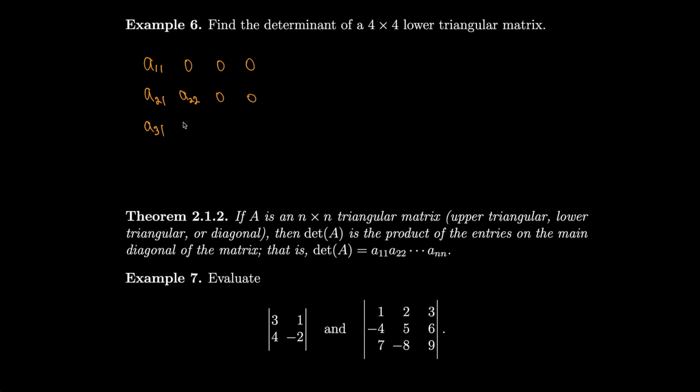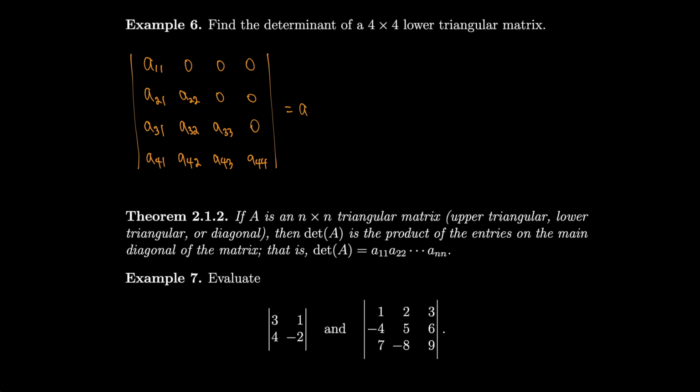A3,1, A3,2, A3,3, 0, and then A4,1, A4,2, A4,3, and A4,4. Okay, let's get this determinant. Again, let's choose the one with all the zeros in it. Or actually, we have three zeros over here also, so it doesn't even matter. I could just choose the first row.